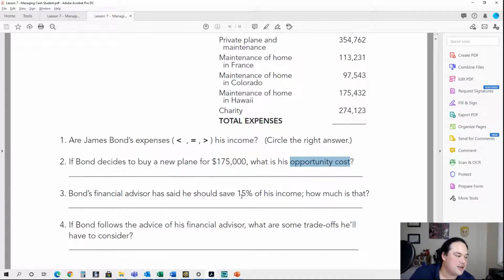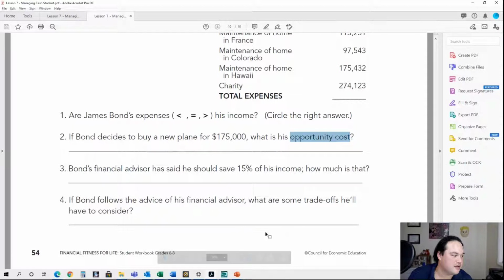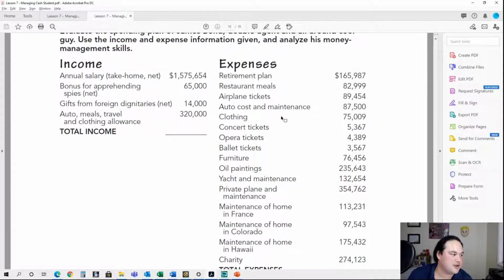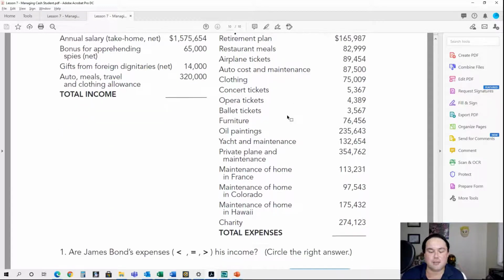And also, calculating what 15% of the income is. If I'm teaching this with my kids and I'm teaching them basic formulas, they might be able to calculate that. And I think that's a fair question. Multiply it by 0.15 to know how much money they should save. And following the advice of the financial advisor, if you do the math here, you're going to see there's some things that James Bond has to cut back on.